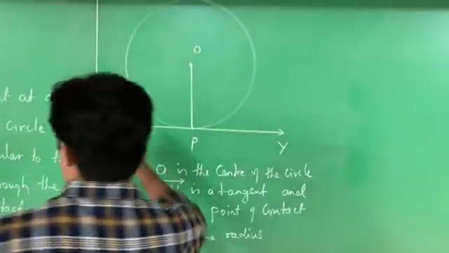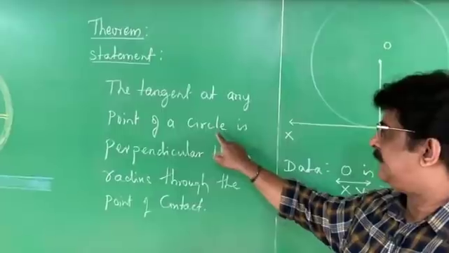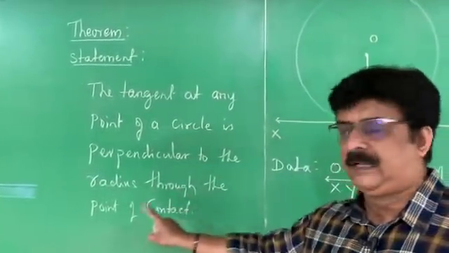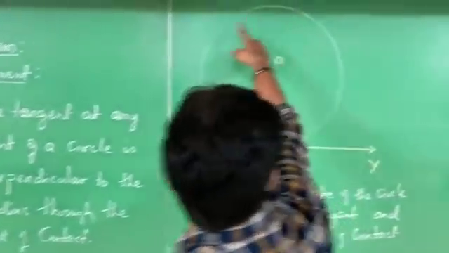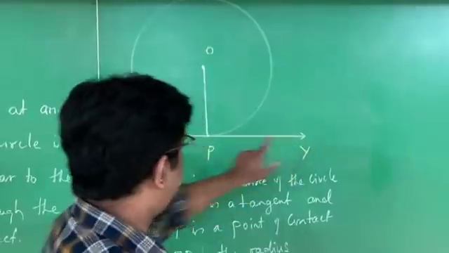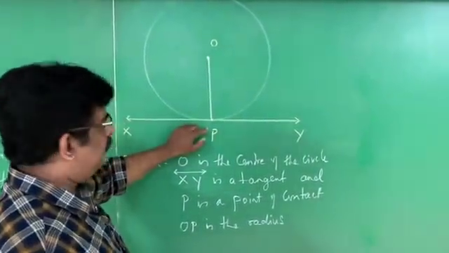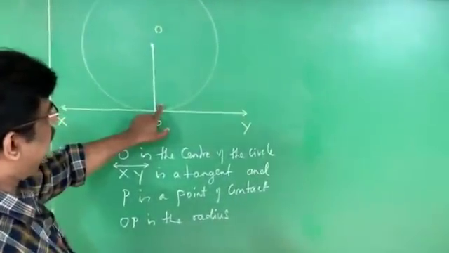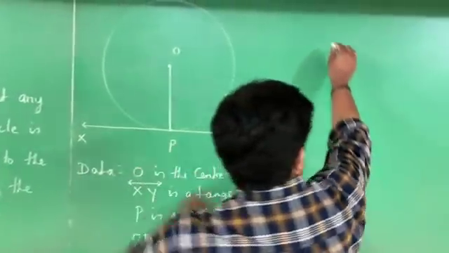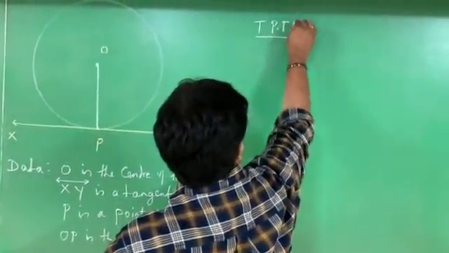I repeat once again. The statement is: the tangent at any point of a circle is perpendicular to the radius through the point of contact. The diagram is, here there is a circle with center O, XY is the tangent, P is the point of contact, OP is the radius. Now I have to prove that angle TPT is 90 degrees.